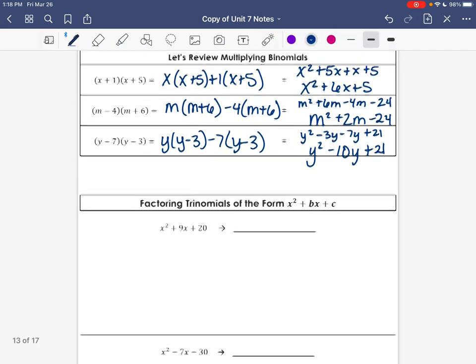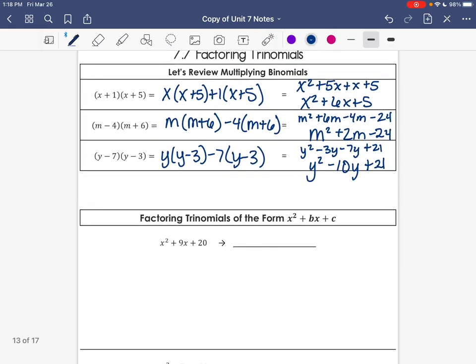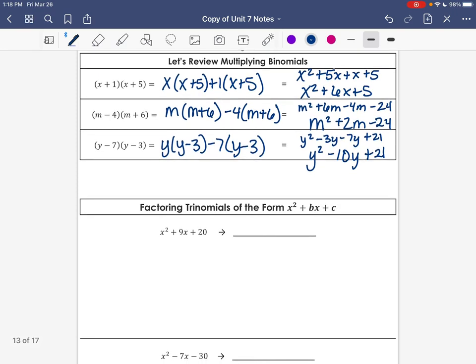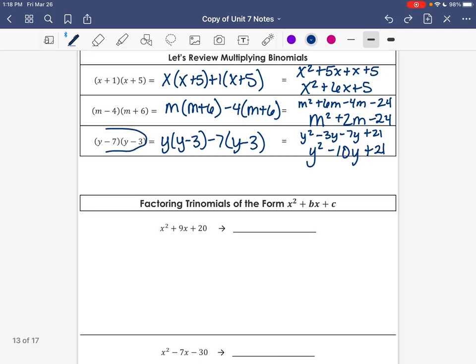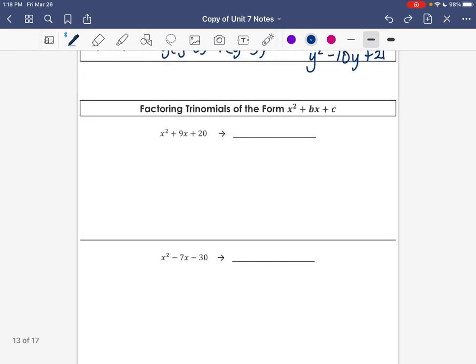All right, so that's multiplying. Now we're going to do the opposite. So now notice, we have a trinomial, and we have to go back to this factored form. So that's the point of this. We're going to be doing ones where a equals 1. Sometimes there is an a in there, and it could be any number, but we're only going to do ones where a equals 1, so we don't have an a at all. That makes them a little bit easier.